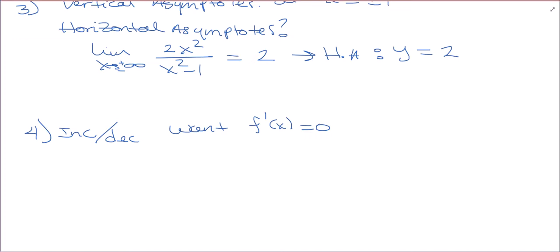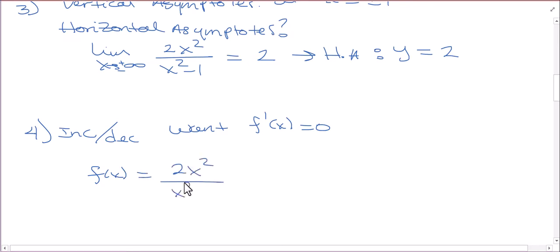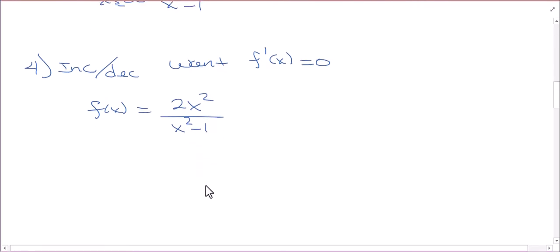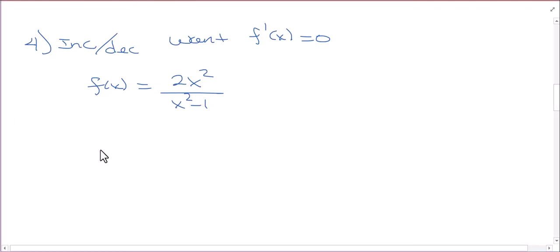So let's look at our function. f of x is 2x squared over x squared minus 1. So let's take the derivative. How do you find the first derivative? We have division, so let's use the quotient rule.